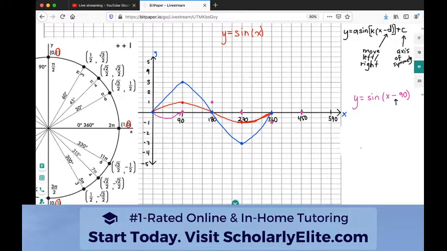And then here you've got your new function. And this is assuming that they've only asked us to draw one period of it. So from here to here, this is one period of this function.